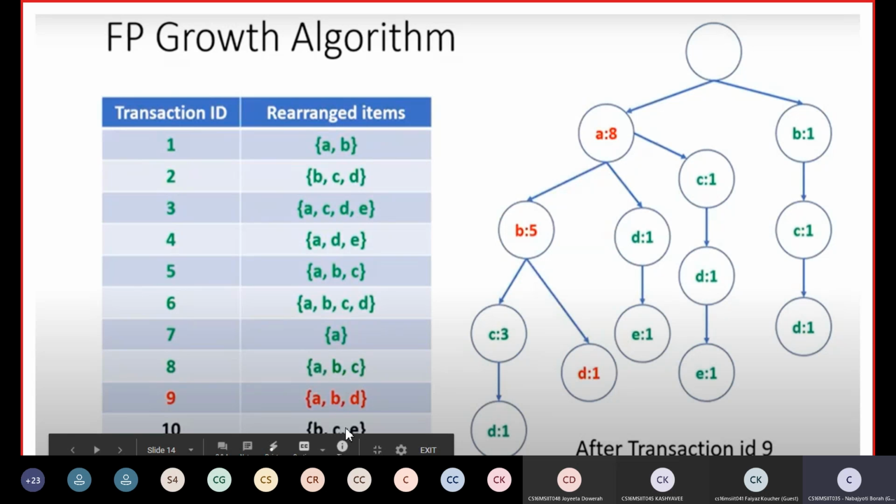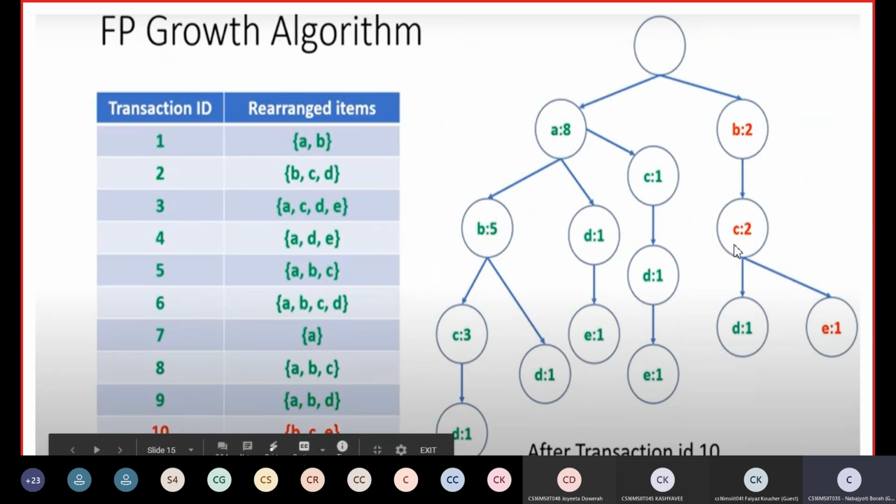Now I have B, C, E. Is there any node connected to B, C? Yes, there is a B, and there is a C also. So I will use this one directly: B, C, and one node connecting here, E. So B 2, C 2, E 1. Okay, so I completed my 10 transactions. I think you are all very comfortable now with how this tree is being created.